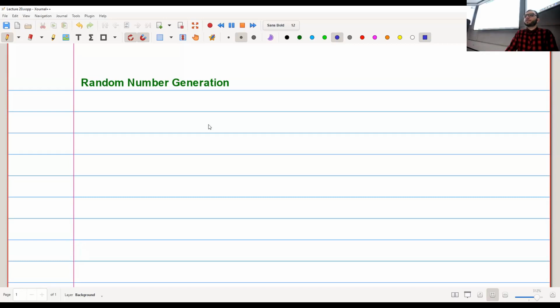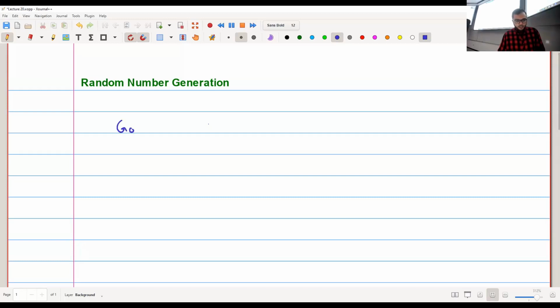Today, I'm going to continue talking about random number generation. It's not that this is a particularly important problem. It's just that it's the greatest example to show you a lot of different techniques. So remember what our goal was?